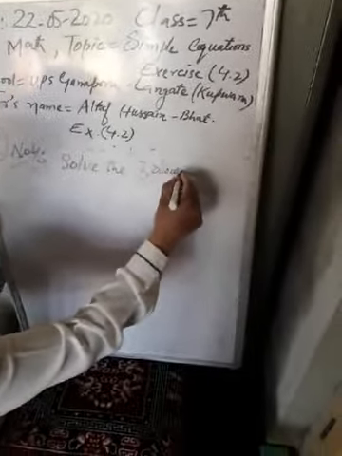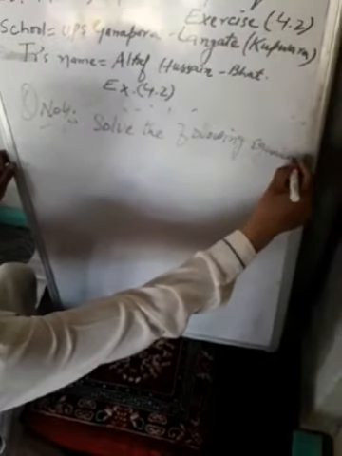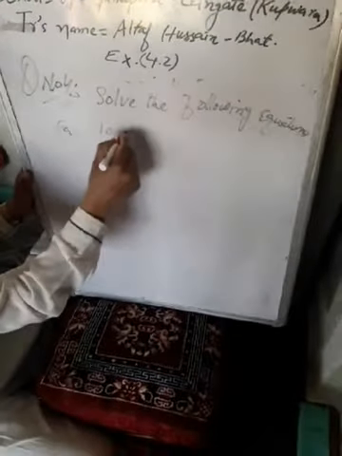Solve the following equations. Part a, 10p is equal to 100.